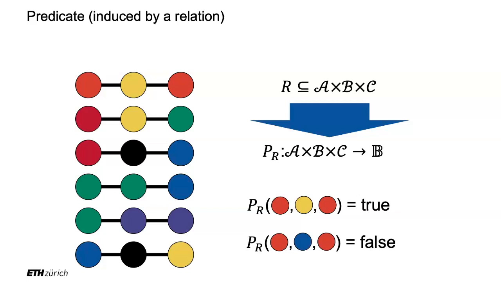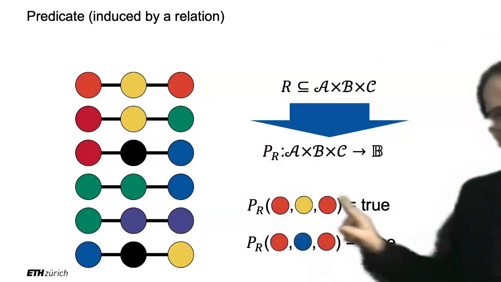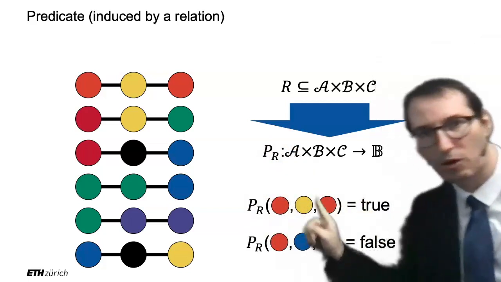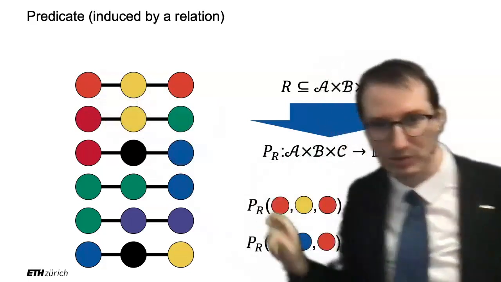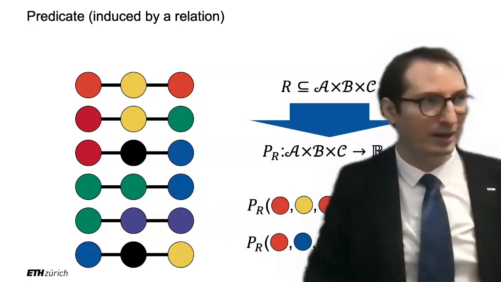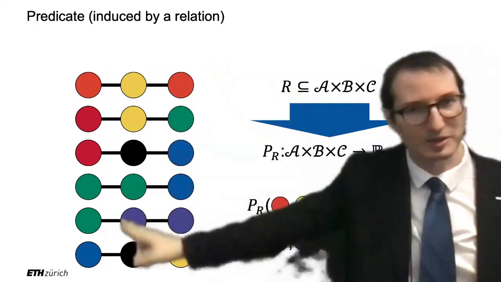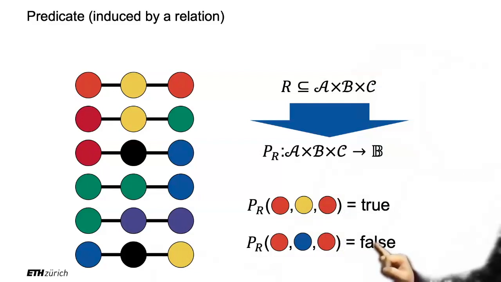So that function that I call PR here, P for predicate associated with relation R, is returning true for red, yellow, orange, because it's in here, so that's true. Red, blue, orange, I cannot see it anywhere here. It's not in there. It's in the Cartesian product, but it's not in that specific subset. So this is false. That gives us a second way of expressing a relation. We can also express a relation as a yes-no answer for every possible tuple.